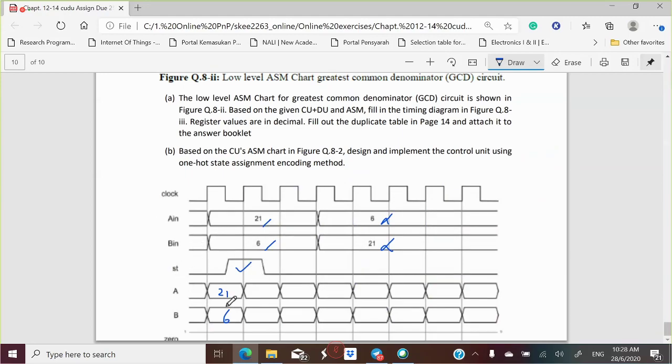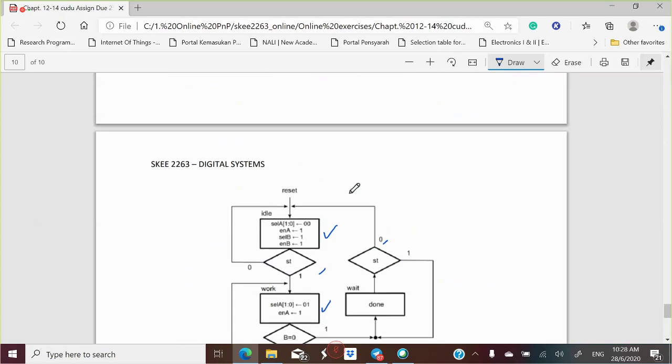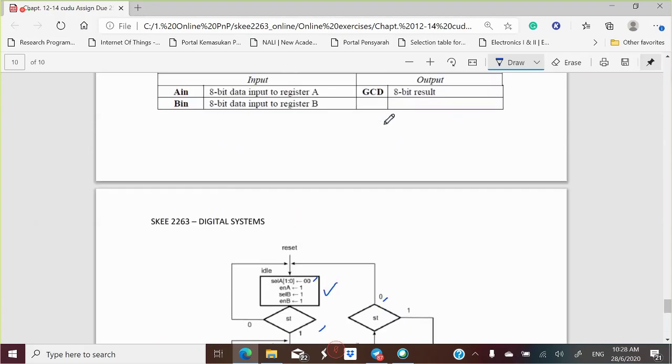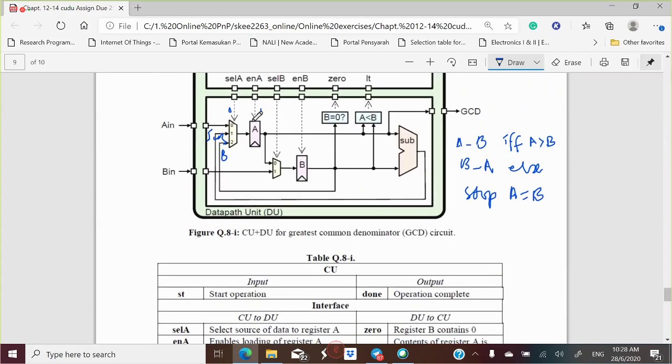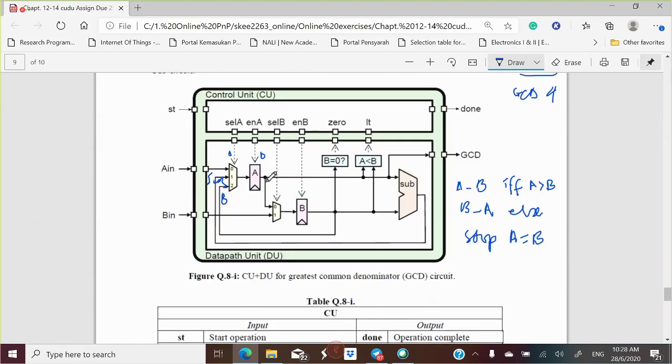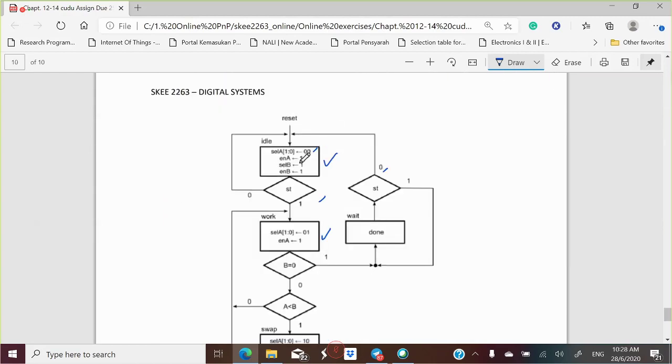A in, B in, start, A, B. Start. You just say start, you go select 1, 0, 0, 0. Select 0, 0. So select 0, 0 means you are taking from here, right? Taking from A in. So that means this data is coming in, but the enable doesn't come in yet. Enable A, oh, enable is already done. Enable also done.